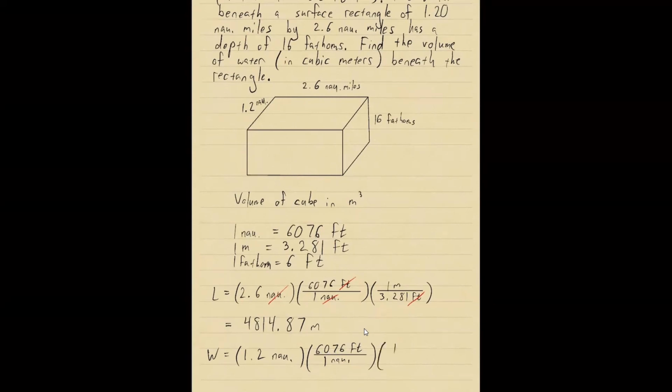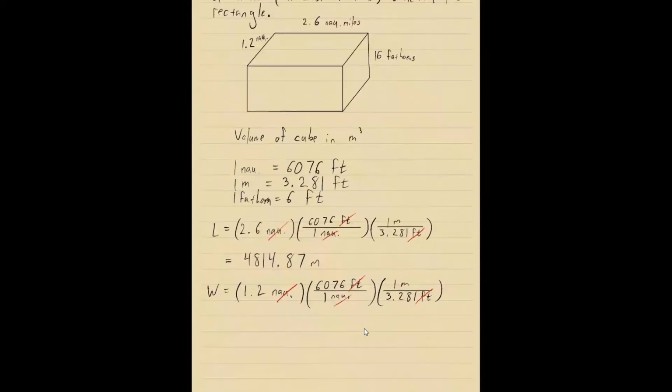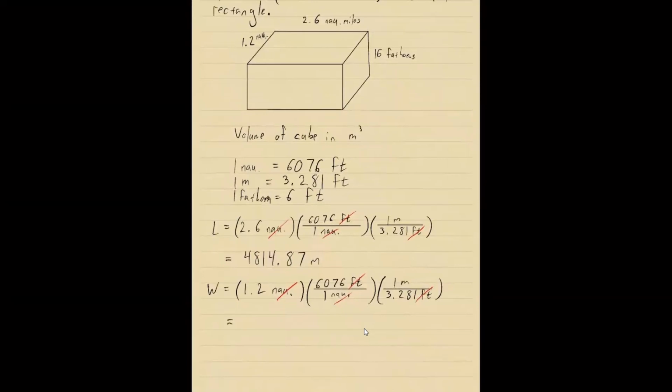So we also know that there's 1 meter, 3.281 feet. And again, the units cancel out. So the units of nautical miles cancel, the units of feet cancel, and again, we're left with an answer in units of meters. So our width is going to be equal to 2,222.25 meters.